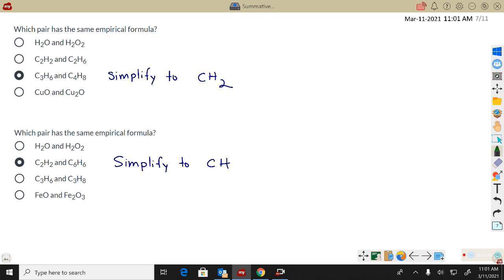C3H6 and C4H8 both have a 1:2 ratio of carbon to hydrogen. And in the second example, C2H2 and C6H6 both simplify to a 1:1 ratio. So that's the empirical formula, the simplest ratio. If I simplify or reduce the ratio, we're looking for compounds that would simplify to the same empirical formula.